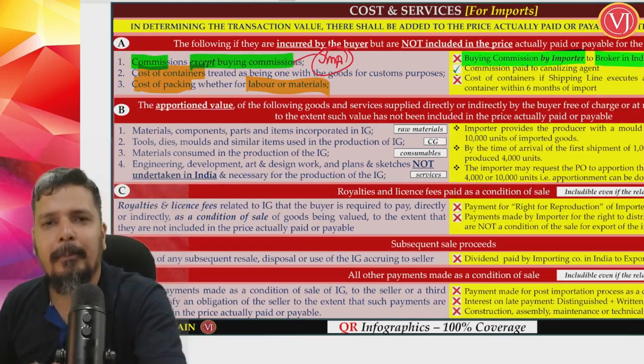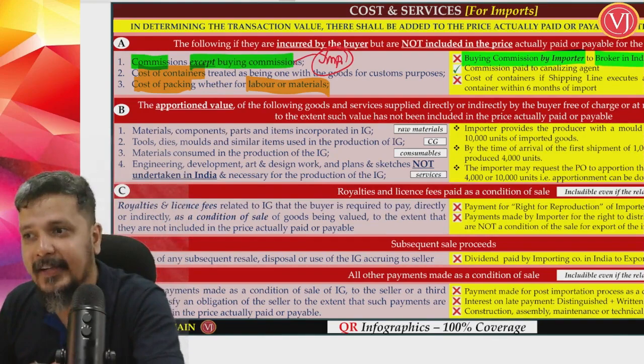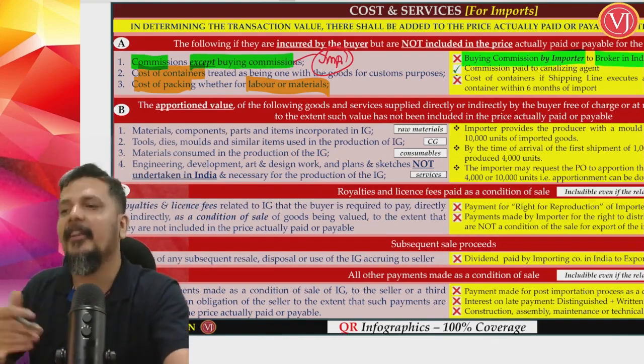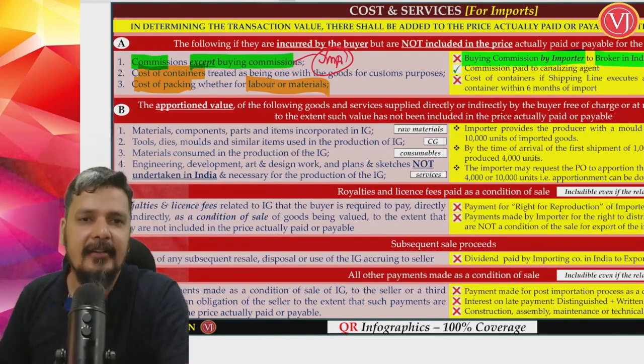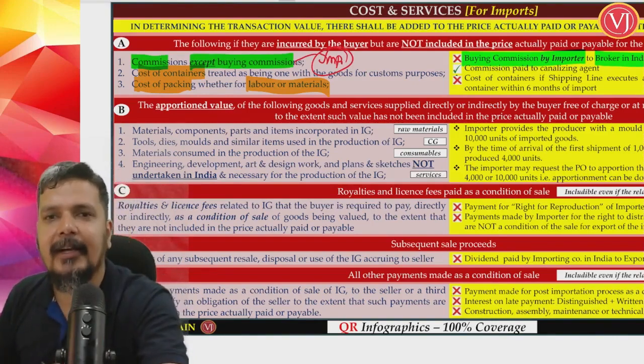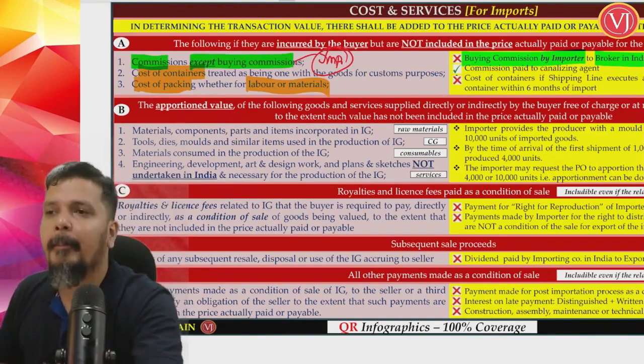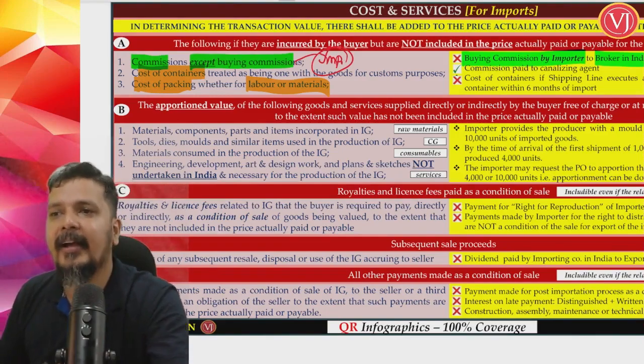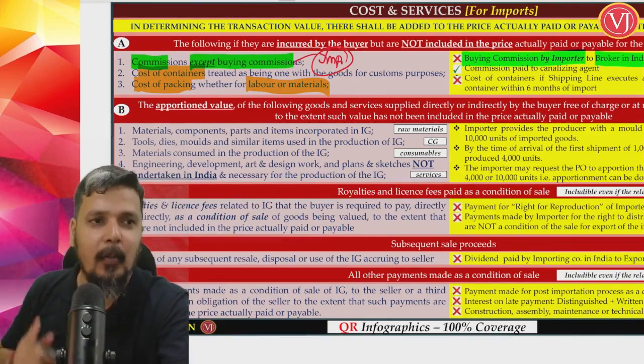So your cost of packing charges, your cost of packing material, your cost of container. Container is nothing but special packing. They all will be added. So if you get a question where there's a container cost, packing charges, add it. There's only one exception, one relaxation.